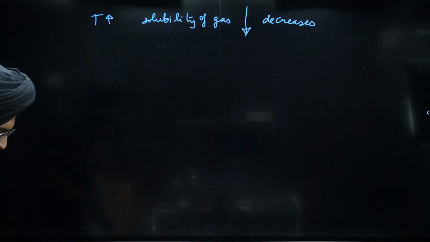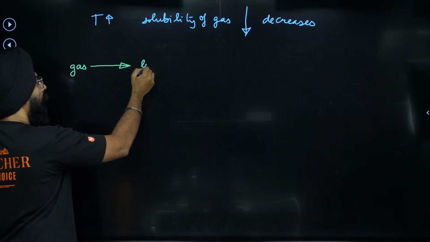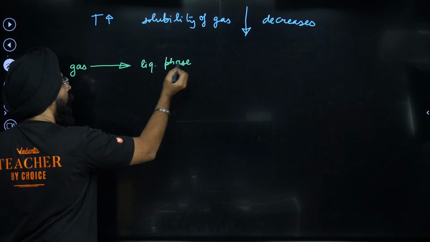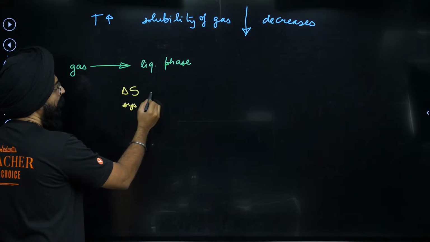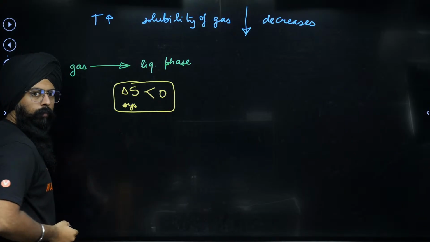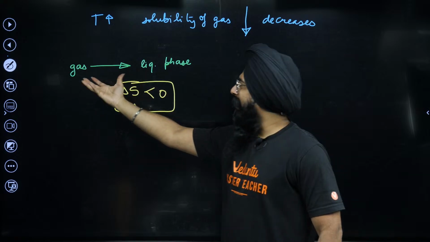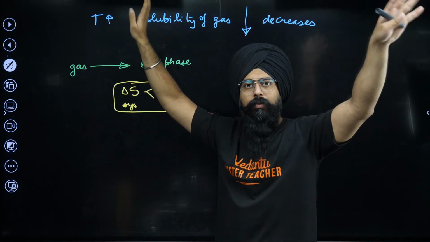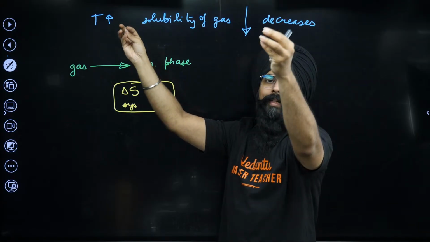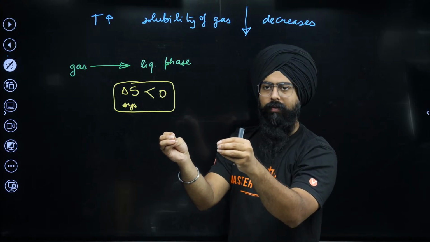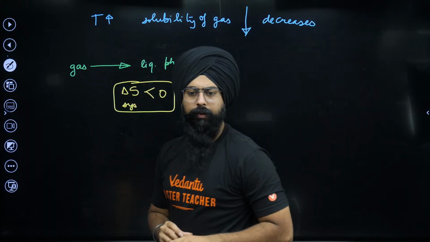Do you know why this happens? Okay. Let me explain this to you. When a gas goes inside a liquid phase, can I say that the entropy of the system is decreasing? Yes or no? When gas goes inside liquid, the entropy of the system decreases because gas earlier was roaming around. But then that gas comes inside liquid. Now it can't roam around. Now it is stuck inside the liquid. So the randomness of the gas, the entropy of the gas has now decreased.